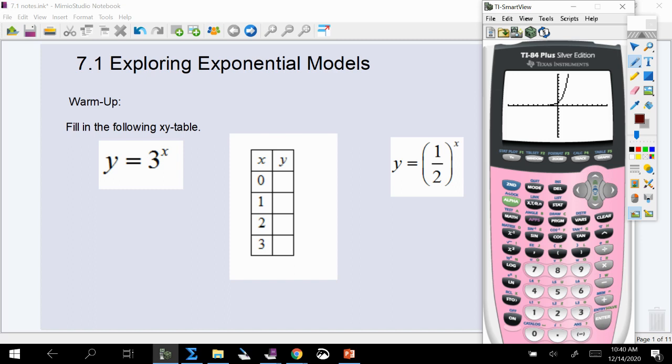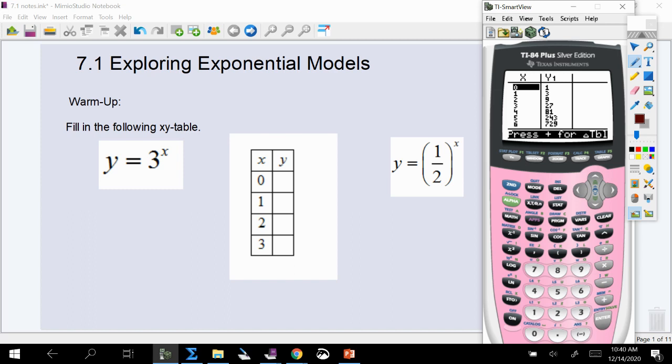So if I want to fill in a table, if you go to the table button on your calculator, which is second and graph, you actually will get a table to show up on your calculator. So if you're trying to fill in a table very quickly, this is the fastest way to do it. The other way to do it, if you don't want to use the table feature, is you can just start plugging in the x values directly into the equation and then one at a time get the values.